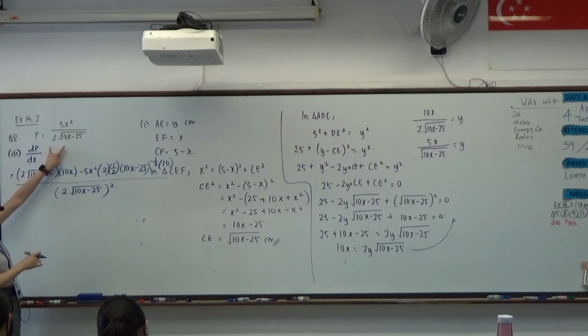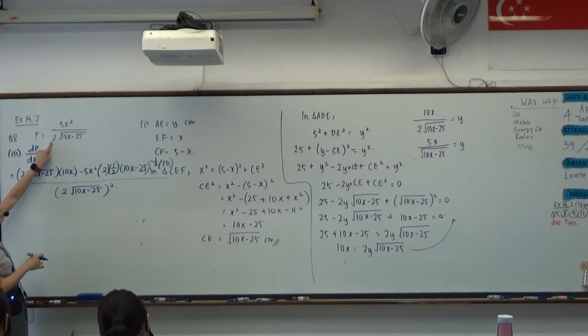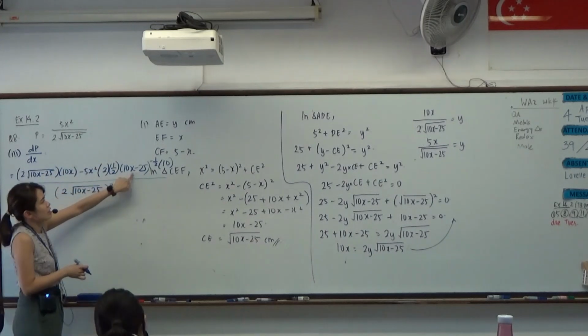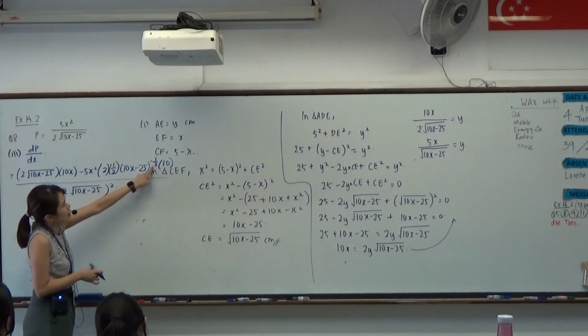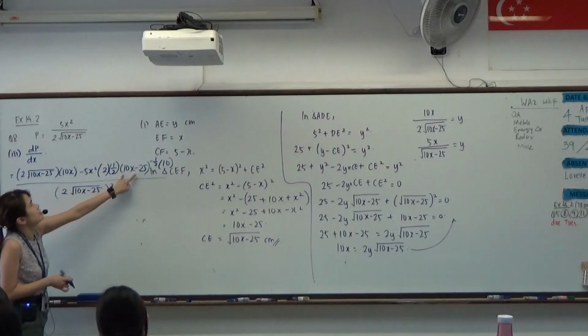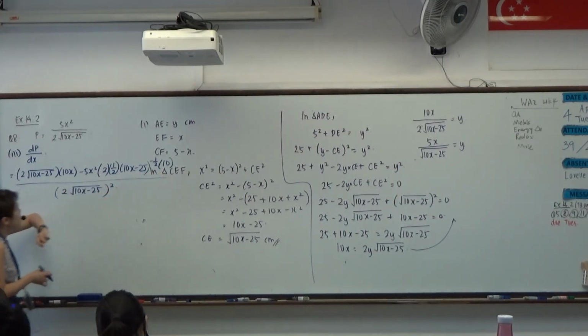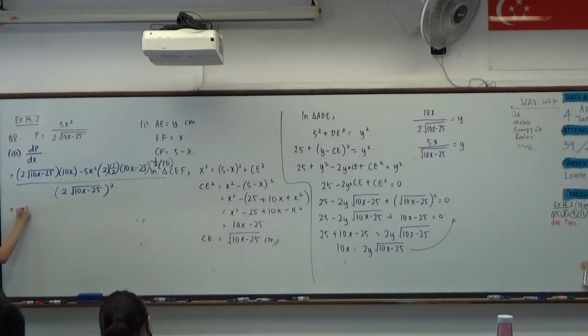Not forgetting that when you differentiate the denominator itself, the 2 we keep, power of half we bring down, then power minus 1, so that's why you have a negative half. And not forgetting to differentiate the 10x minus 25, you'll have a 10 outside over here. Okay, now we proceed with simplifying.